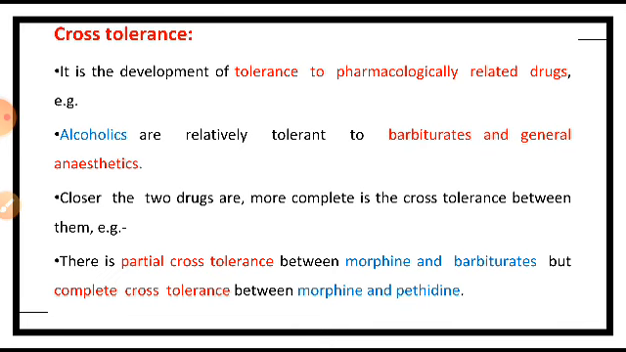Alcoholics are relatively tolerant to barbiturates and general anesthetics. So if alcoholics are tolerant to barbiturates, they may be tolerant to general anesthetics as well. The closer the drug groups are, the more complete is the cross tolerance, right? As they are close with each other, their tolerance will be more. There is a partial cross tolerance between morphine and barbiturates, but complete cross tolerance between morphine and pethidine. So these are very good examples to remember.